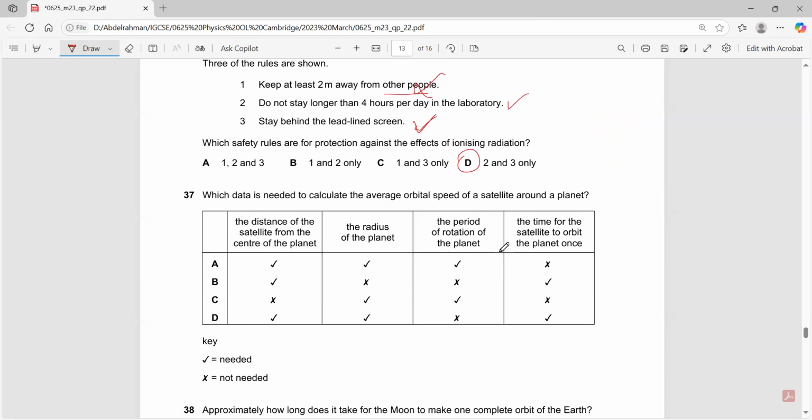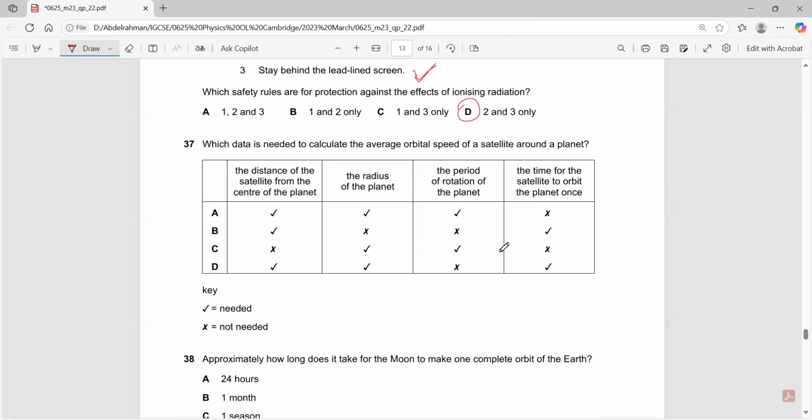Which data is needed to calculate the average orbital speed of a satellite around a planet? You need to find the average orbital speed, 2 pi r over T. The distance from the satellite to the center of the planet. The radius. Yes, we do need the radius. The radius of the planet itself? Do I care about the radius of the planet itself? If you have the distance from the satellite to the center of the planet, you do not care about the radius of the planet.